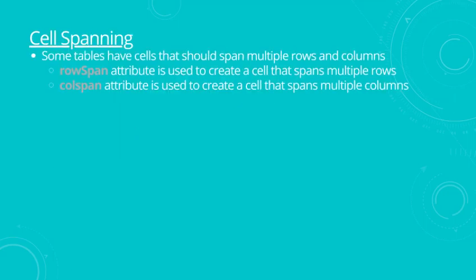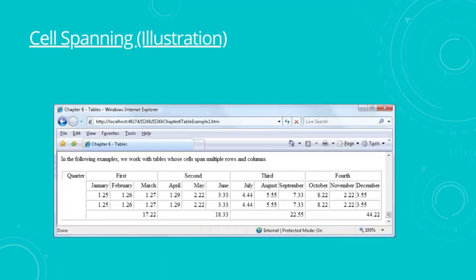The next is cell spanning. Some tables have cells that must span multiple rows and columns. The rowspan attribute is used to create a cell that spans multiple rows. Next is colspan. The attribute is used to create a cell that spans multiple columns. This is the example of cell spanning, that is an illustration. So we have seen here the quarter: first, second, third, and fourth, that we have written as some columns, and the rows we have made here. So this is the following example of the table that will span multiple rows and columns.